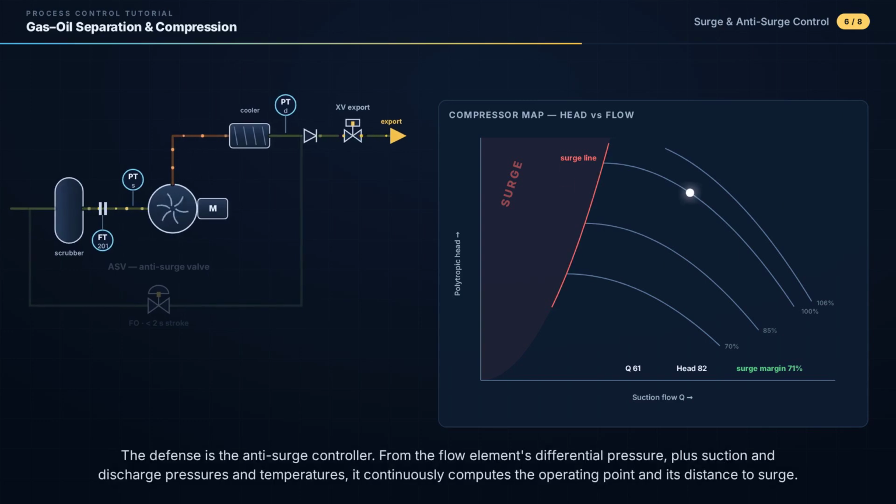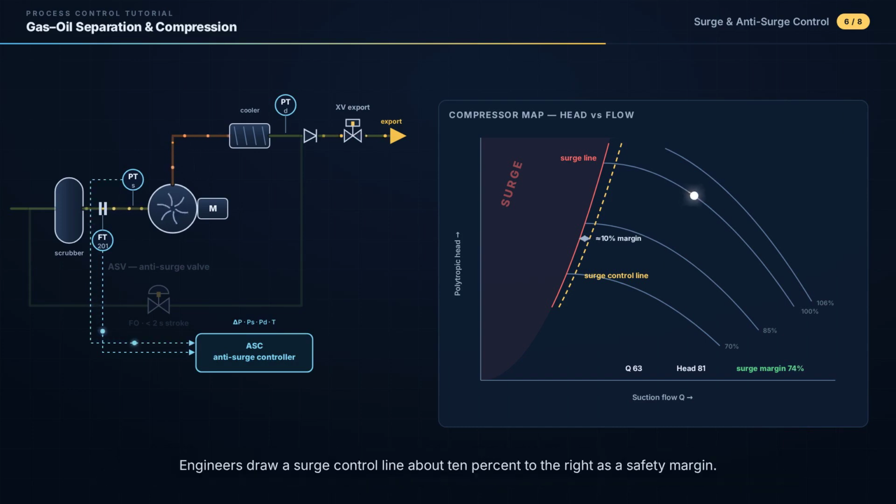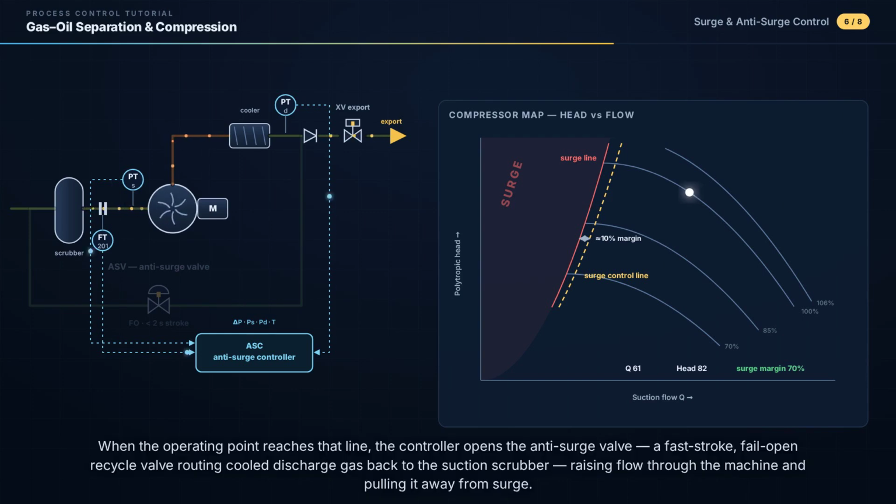The defense is the anti-surge controller. From the flow element's differential pressure, plus suction and discharge pressures and temperatures, it continuously computes the operating point and its distance to surge. Engineers draw a surge control line about 10% to the right as a safety margin. When the operating point reaches that line, the controller opens the anti-surge valve, a fast-stroke, fail-open-recycle valve, routing cooled discharge gas back to the suction scrubber, raising flow through the machine and pulling it away from surge.